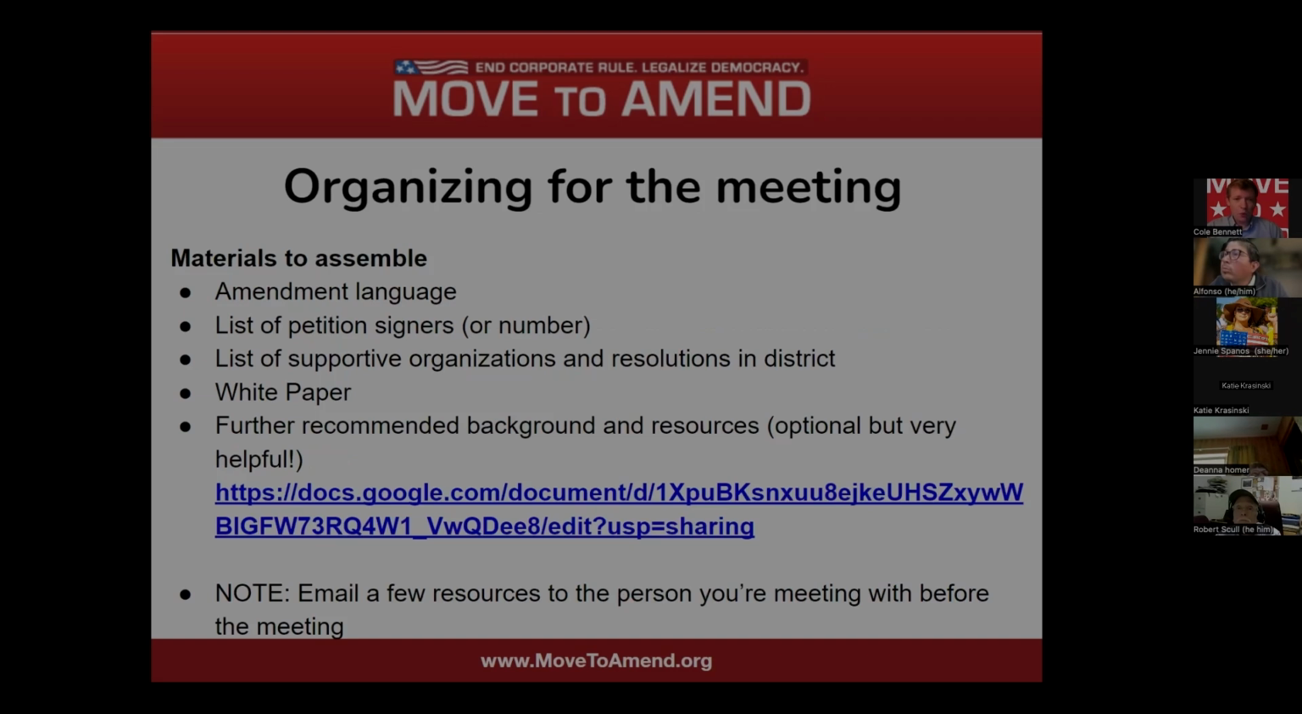So once you've got the meeting and once you've reached out to people to be in your meeting with you, which again, I mentioned this briefly, but we can help you with that as well, then you're going to want to start organizing for that meeting and getting all your materials together to make an impact. And again, this is all stuff that we can help you with at any step of the way.